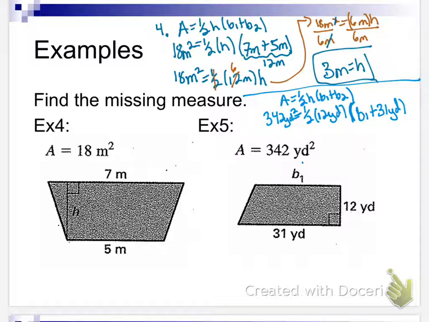You see that 1/2 times 12 is 6. So you have 342 yards squared equals 6 yards times base 1 plus base 2, which is 31 yards. And now you have two options. Option 1, you divide 6 over to the other side to isolate the stuff that's being added together. Option 2 is you're distributing that 6. So I like the option of dividing it over. We see they're being multiplied. I'm going to divide over 6 yards. I have to get my calculator out again.